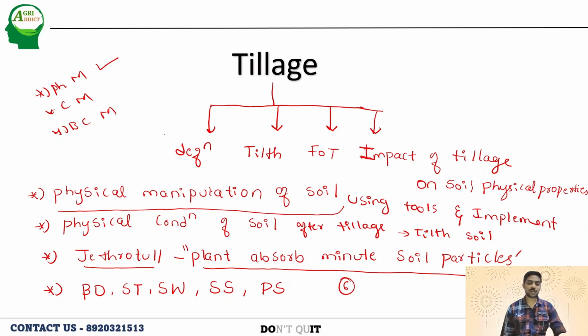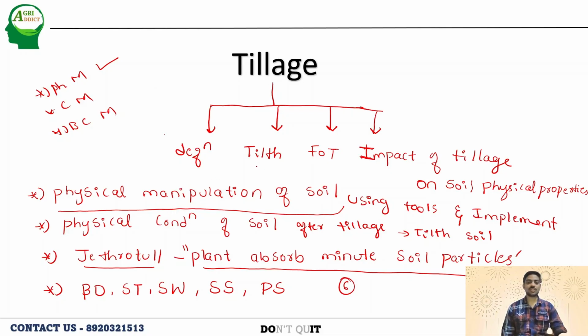Here, the term physical manipulation is very important to note, because in the exam, if they ask which among the following is the definition of tillage, they may give options such as physical manipulation, chemical manipulation, or biochemical manipulation. You should be clear. The correct definition states that tillage is a physical manipulation of a soil.